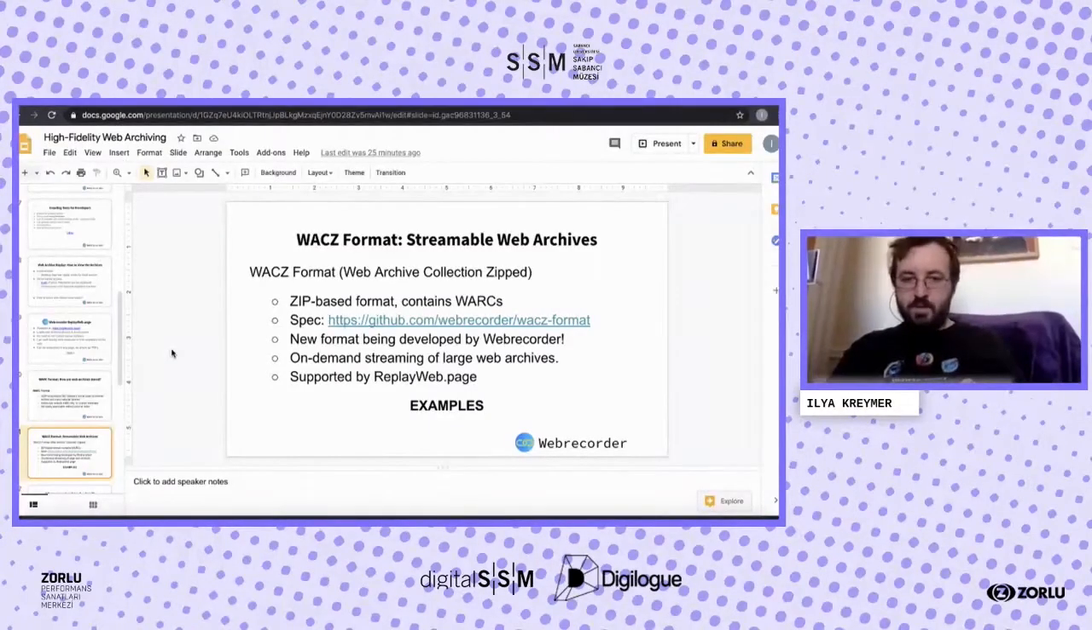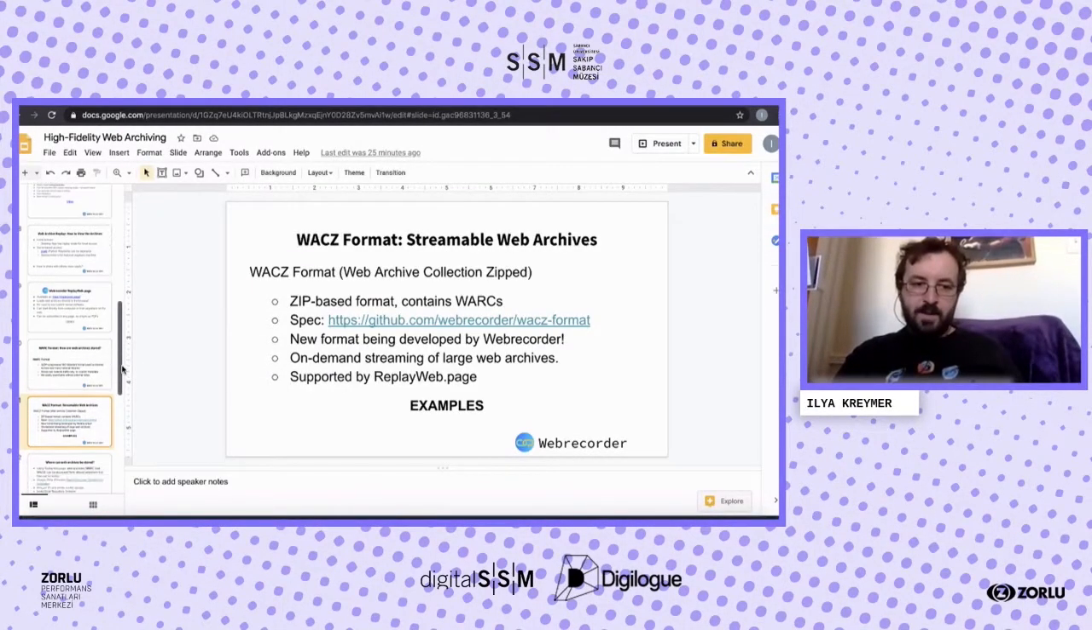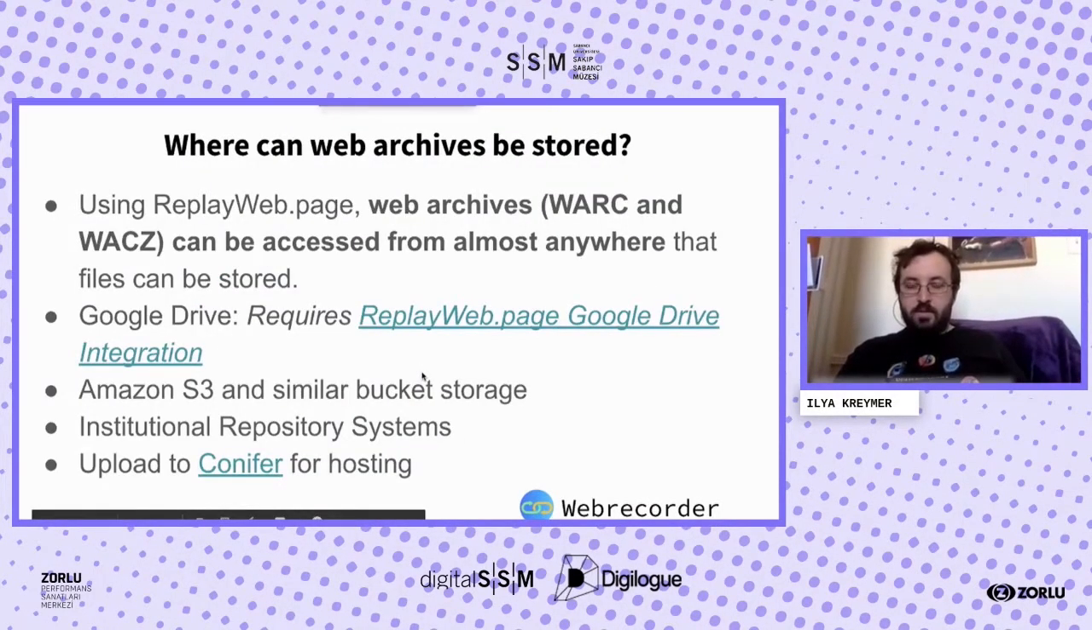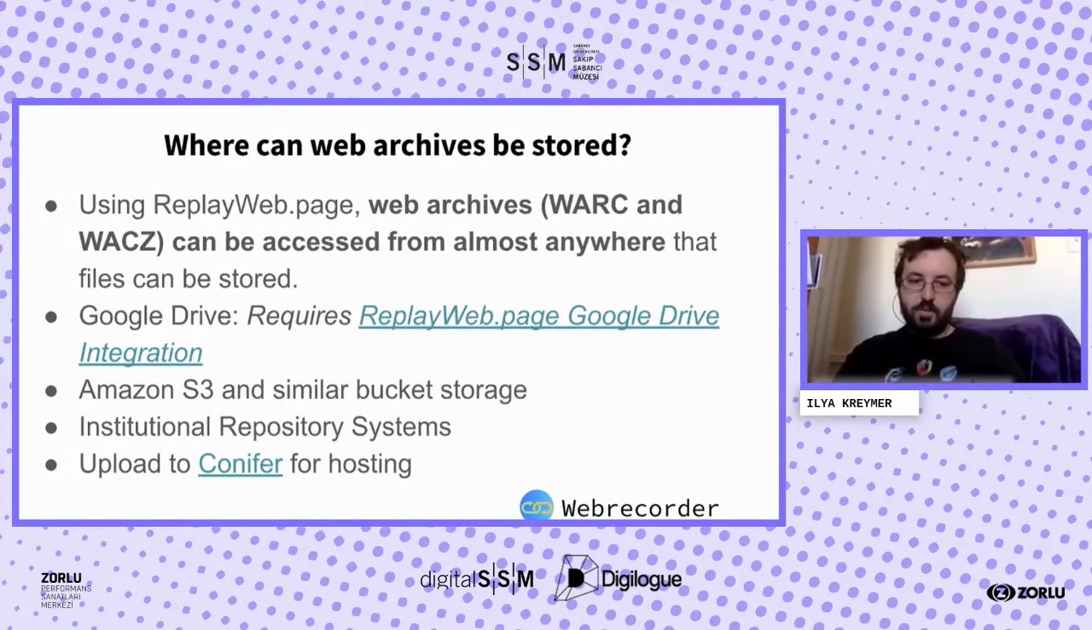And so the WACZ format allows for very quickly loading these streaming videos on demand. So again, where can archives be stored? There's also Google Drive integration, in addition to just regular file storage. So you could actually open web archives from Google Drive, also using ReplayWeb.page. You can store them on S3. You can store them on institutional repository systems. You can upload them to Conifer, which is Rhizome's hosting service. So you could just take a WACZ file and upload it there, and it will be hosted.